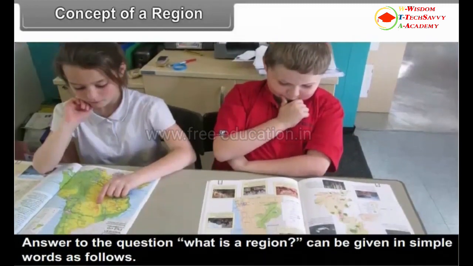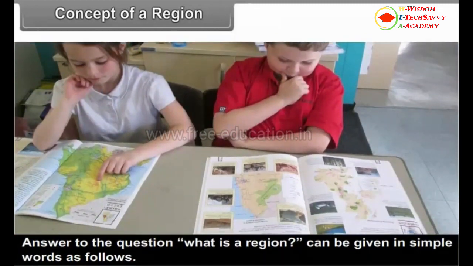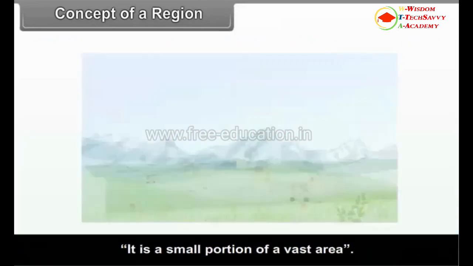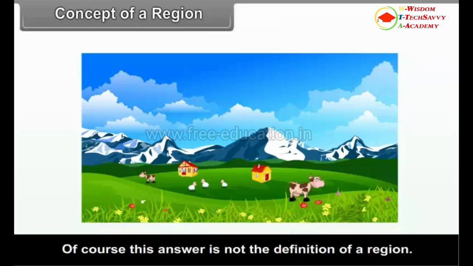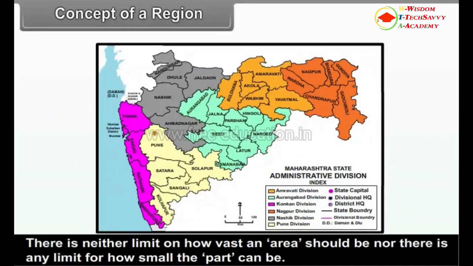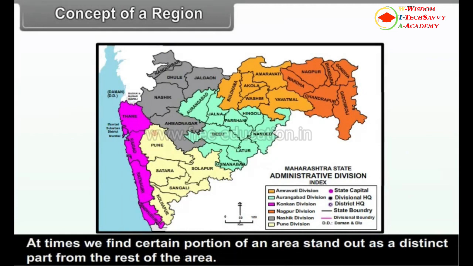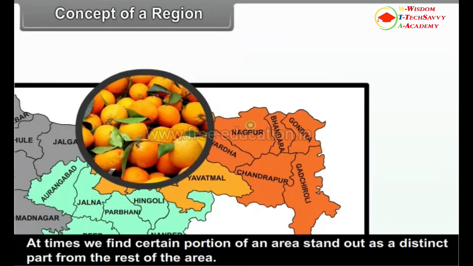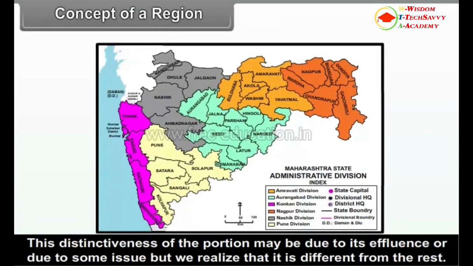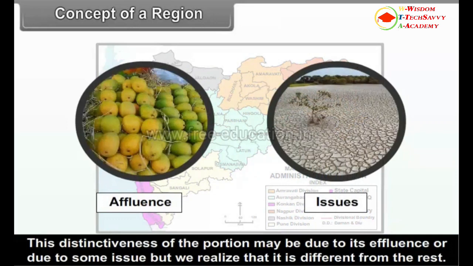Answer to the question, what is region, can be given in simple words as follows. It is a small portion of a vast area. Of course, this answer is not the definition of a region. There is neither any limit on how vast an area should be, nor any limit on how small the part can be. At times, we find certain portion of an area stands out as a distinct part from the rest of the area. This distinctiveness of the portion may be due to its affluence or due to some issue, but we realize that it is different from the rest.